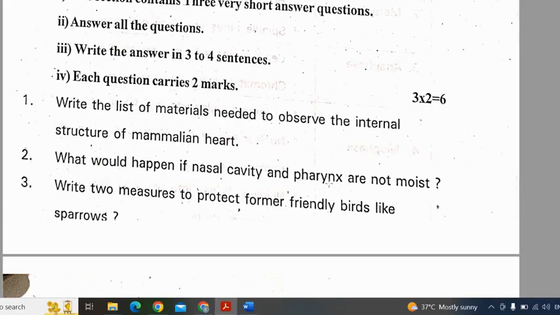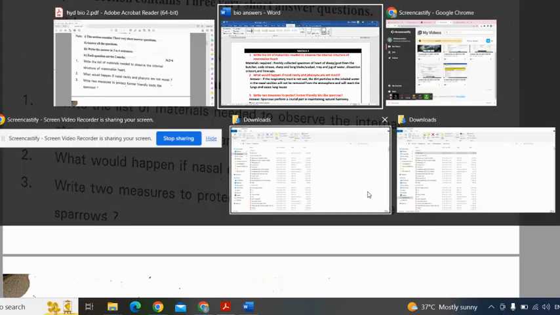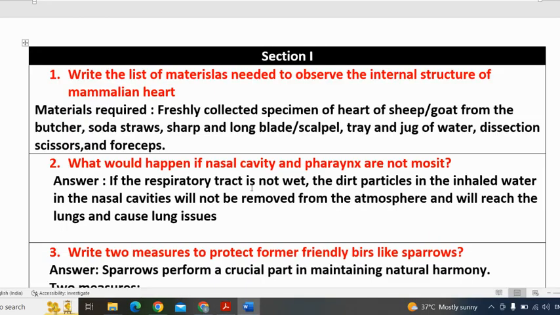What would happen if nasal cavity and pharynx are not moist? If the respiratory tract is not wet, the dirt particles in the inhaled air in the nasal cavities will not be removed from the atmosphere and will reach the lungs and cause lung issues.